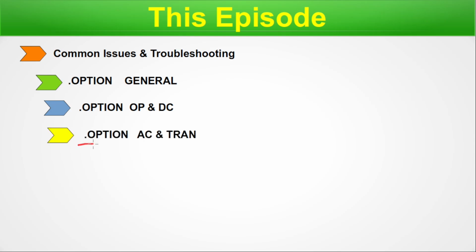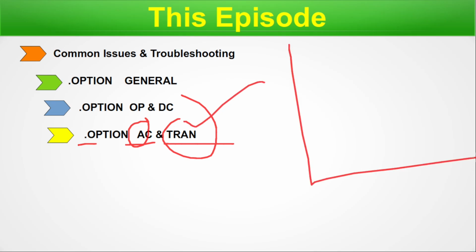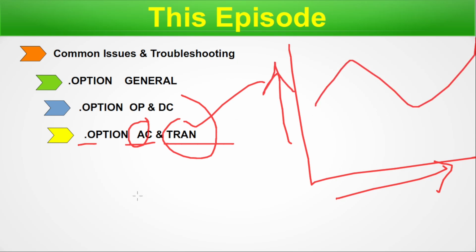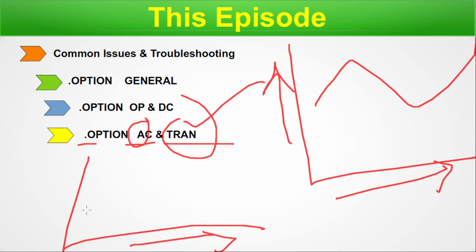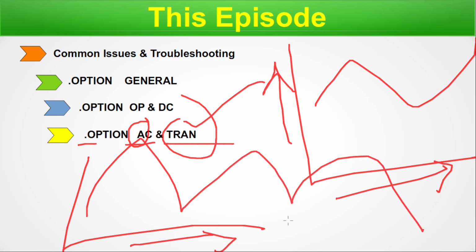Next is the .option for AC and TRAN. So AC is the AC analysis and TRAN is the transient analysis. Transient is with respect to time. So on the x-axis you have time, on the y-axis you will have your waveform, and this type of analysis is called transient. And for AC, generally there is also an x-axis, but this will have frequency and then your waveform. Okay, so that's the AC.